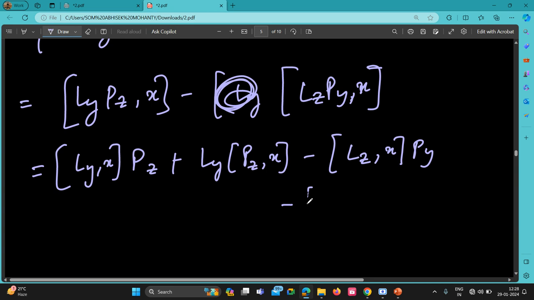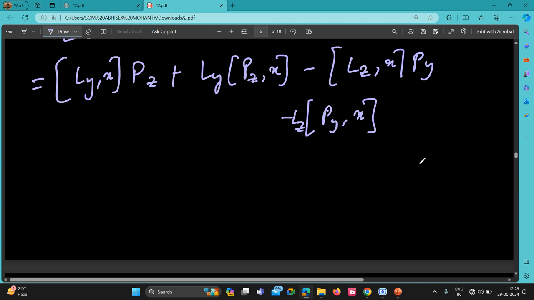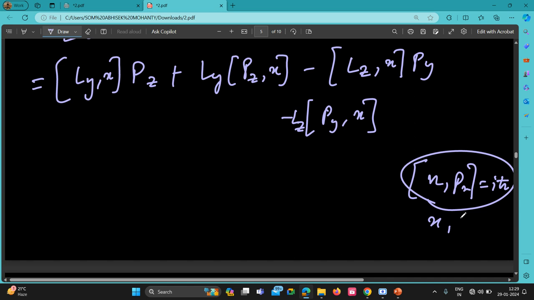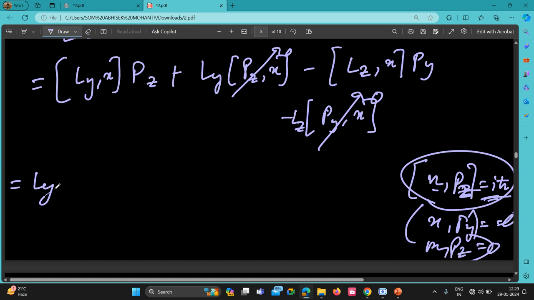See one thing, [X, P_X] can be written as iħ, but X and P_Y will be commuting, so this is zero. This order should be same. If this is X, then the momentum should be P_X, then only we will get iħ. If it is different, we will get zero. So these terms you can see, this is zero and this is zero. So what are left? L_Y [X, P_Z] minus L_Z [X, P_Y]. So these two are left.